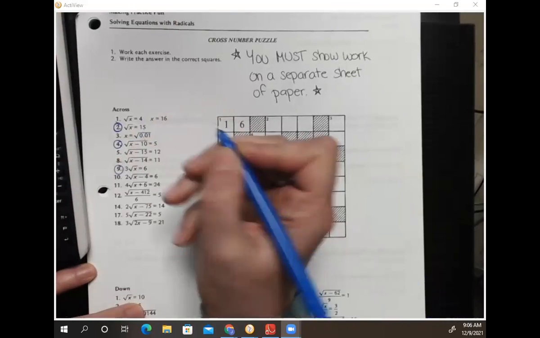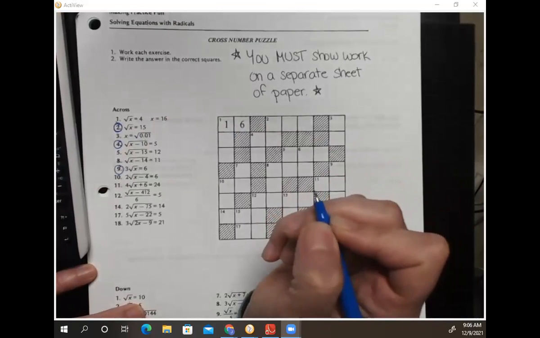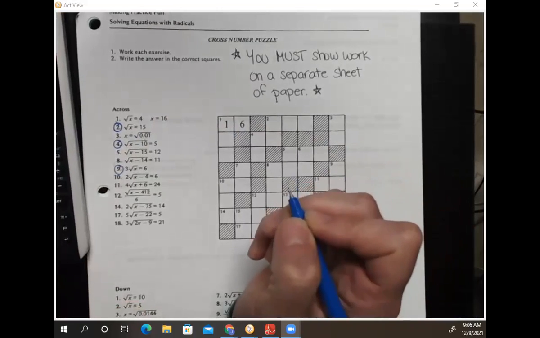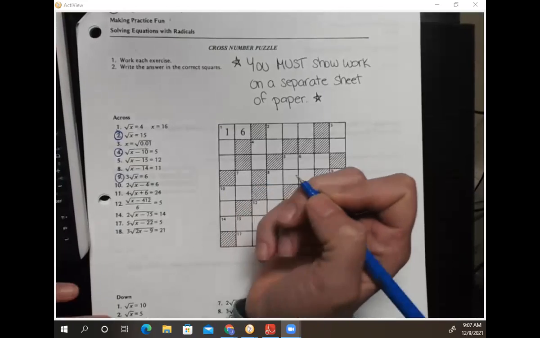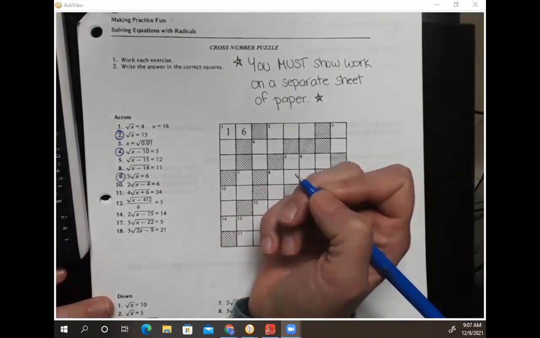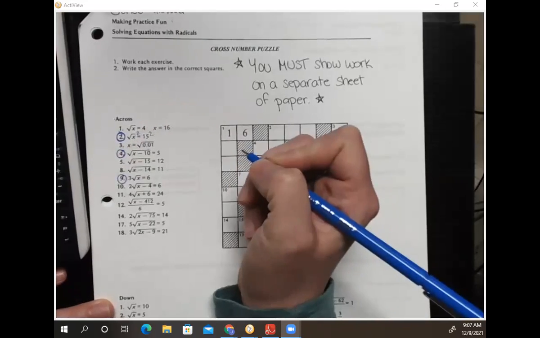So if we take a look at number 4, I've got the square root of x equals 15. How would you solve for x here? What would you do to get x by itself? I would square both sides, right? Because a square will undo that square root.